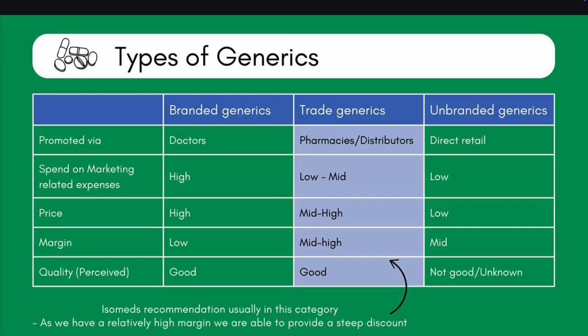Okay, so branded generics where the medicine availability is high, the quality is high, the margin is very low, and the quantity is very good. In trade generics, everything is same except the price. The price is low. Medicine availability might be a little low.